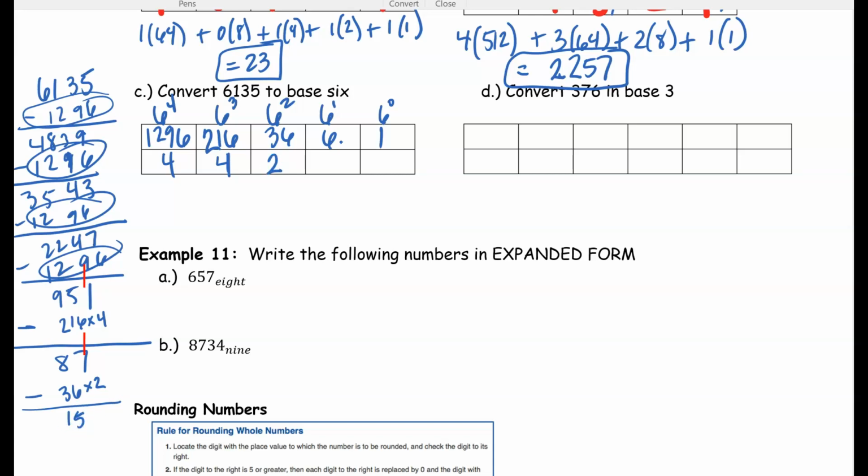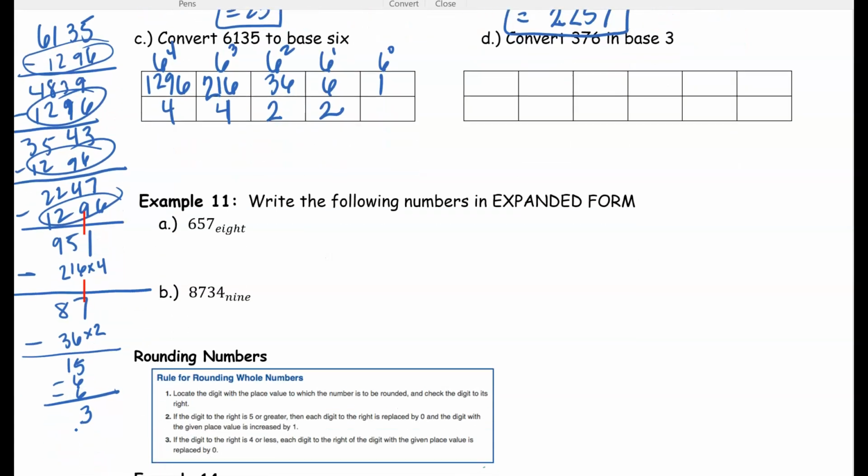And then ask yourself, well, how many times could you subtract 6? Well, I could subtract 6, and then I could subtract 6 again, which is 12, and I'm left with 3. So I subtracted 6 twice. And then if you're left with 3, that means you can subtract 3 ones to get 0. So 3 is going to go there. So 4, 4, 2, 2, 3, base 6 is the same thing as 6,135.